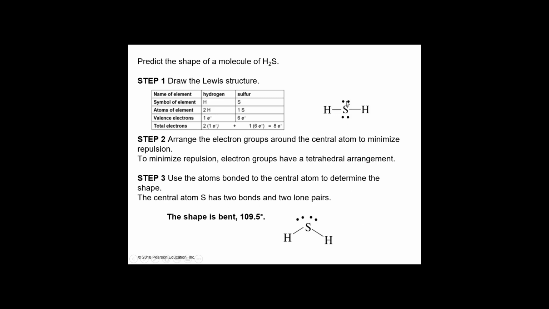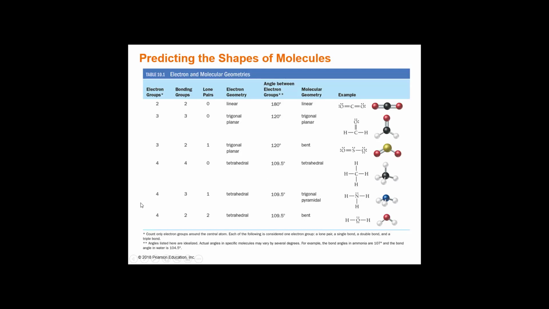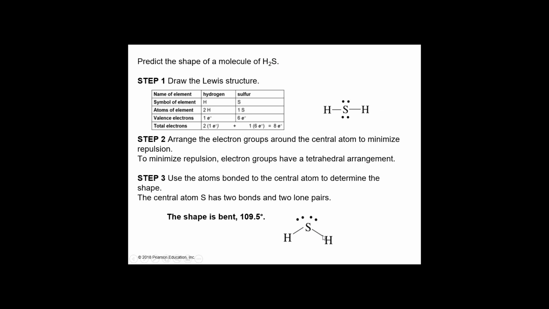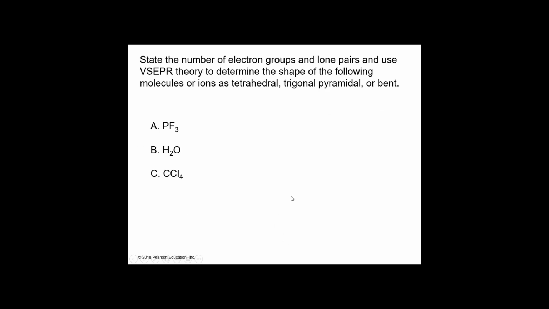So let's go back here. We have 2 lone pairs. We have 4 electron groups, 2 bonding, 2 lone pair. So we have 4 electron groups, 2 bonding, 2 lone pair, and it is 109.5, and it's tetrahedral for electron group, but molecular geometry is bent. So it's similar to water, and that's what we're looking at here.